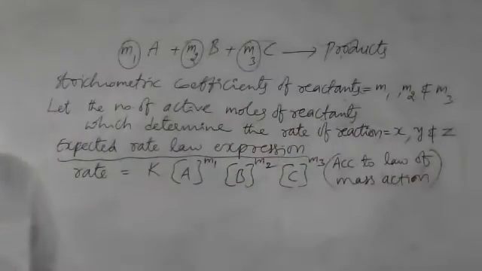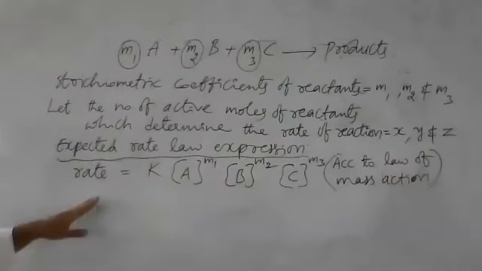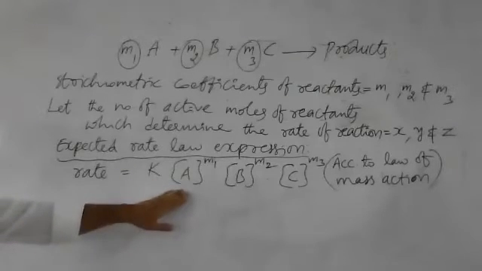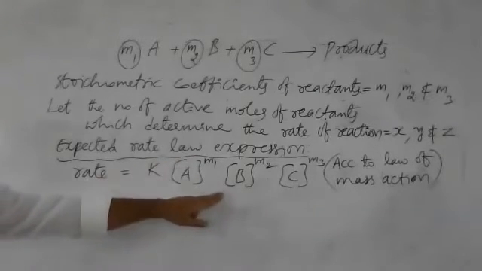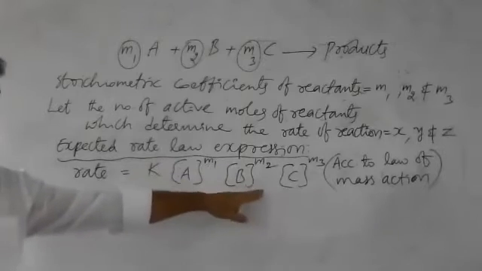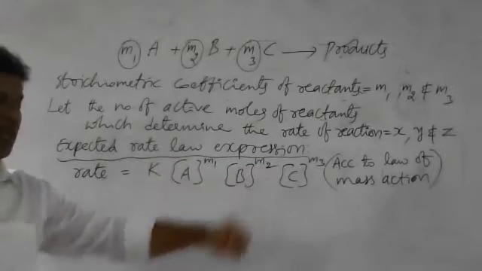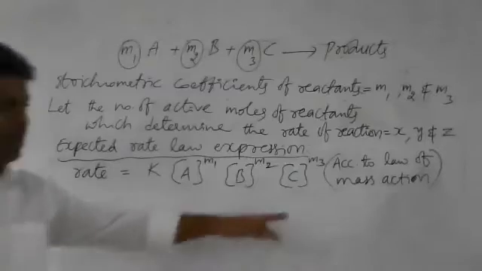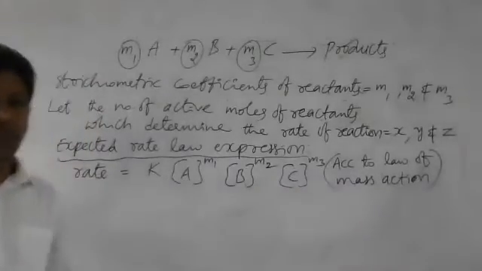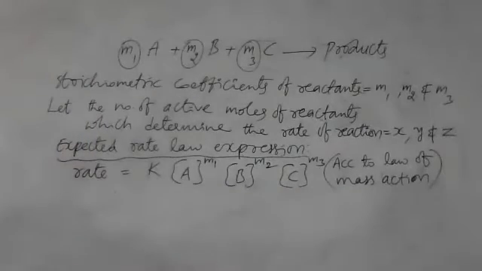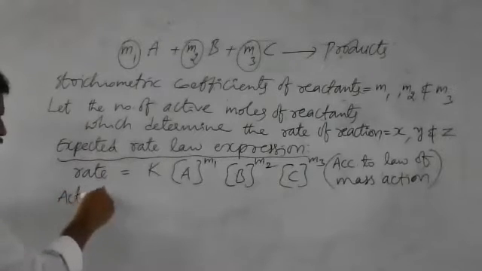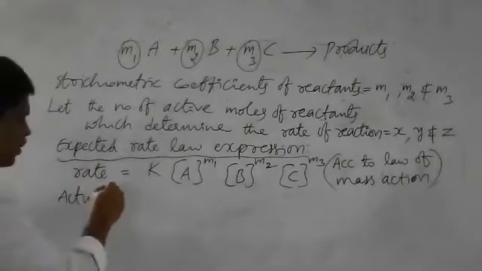According to the law of mass action, what do we expect the rate law expression to be? Rate equals rate constant into concentration of A to the power of M1, into concentration of B to the power of M2, into concentration of C to the power of M3, according to the law of mass action, which we studied in chemical equilibrium. But the actual rate law expression, actual means experimental.